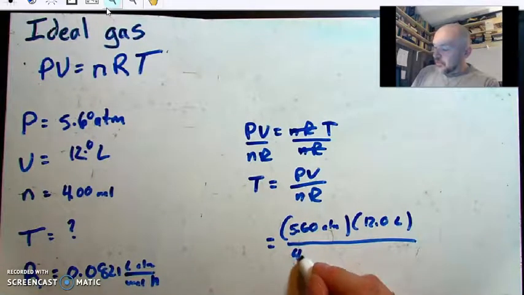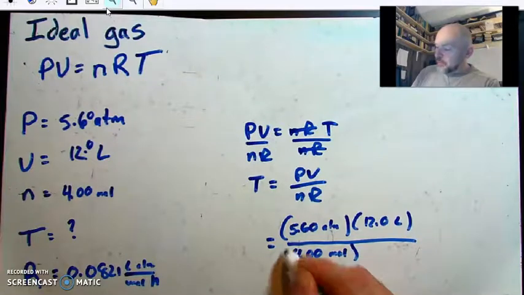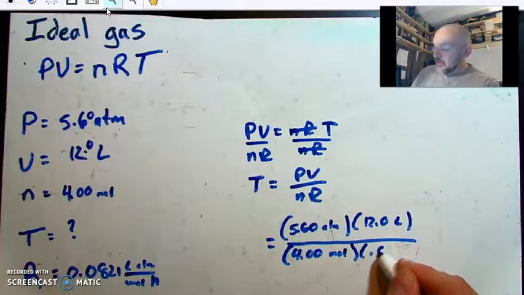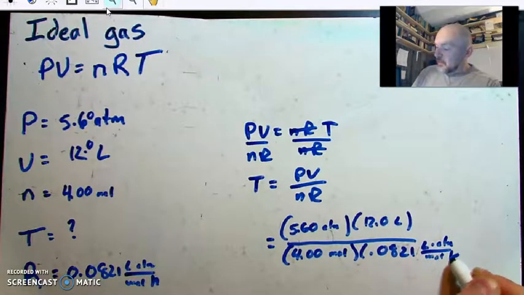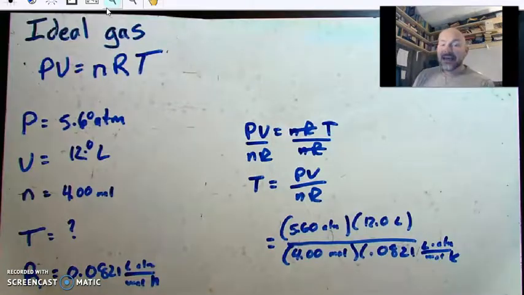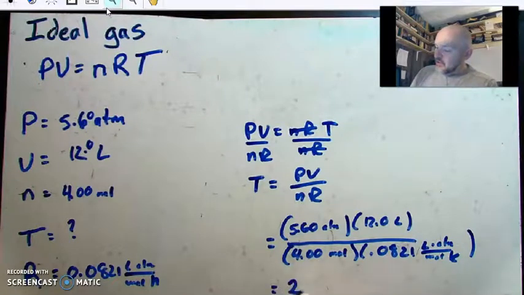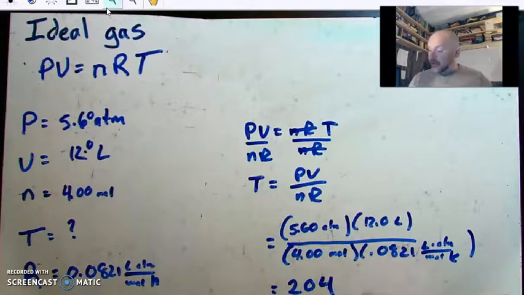My number of moles is 4.00 moles. And my R is 0.0821 liter atmosphere per mole Kelvin. So I can go ahead and plug that into my calculator. 5.6 times 12.0 divided by parentheses 4.00 times 0.0821 close parentheses, and I get a value of 204. Now, because this is using our gas laws, that is going to be in Kelvin.